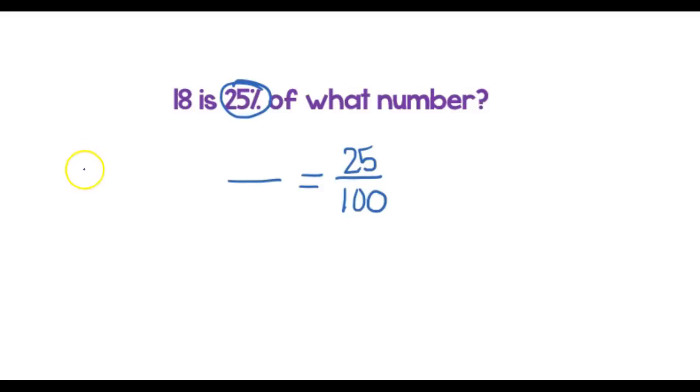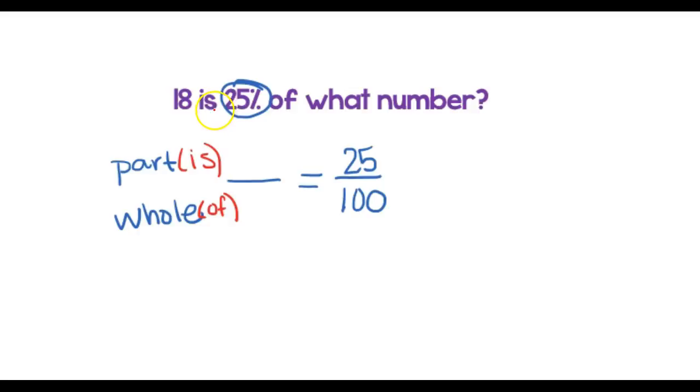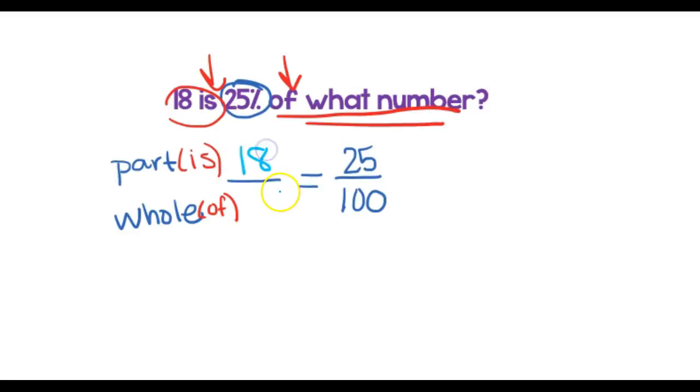Now what we're going to need to look for is our part and our whole. Again, you can think of this as your is over your of. 18 is 25% of what number? We have an is and we have an of. 18 is. This indicates to us that 18 is the part, and we're looking for the whole here. I'm going to use W as my variable for whole. So we have 18 over the whole is equal to 25 over 100.